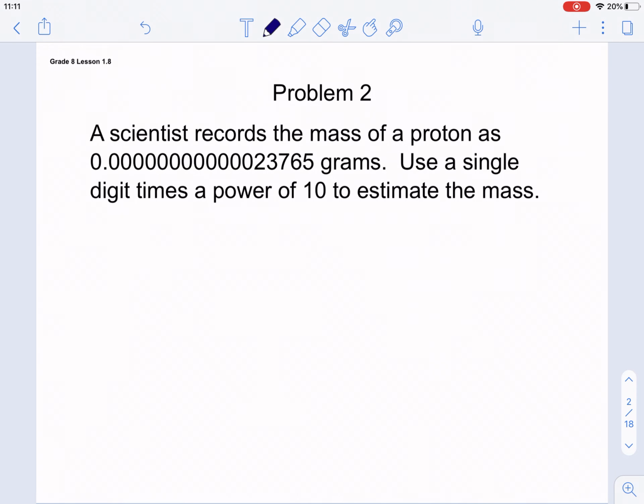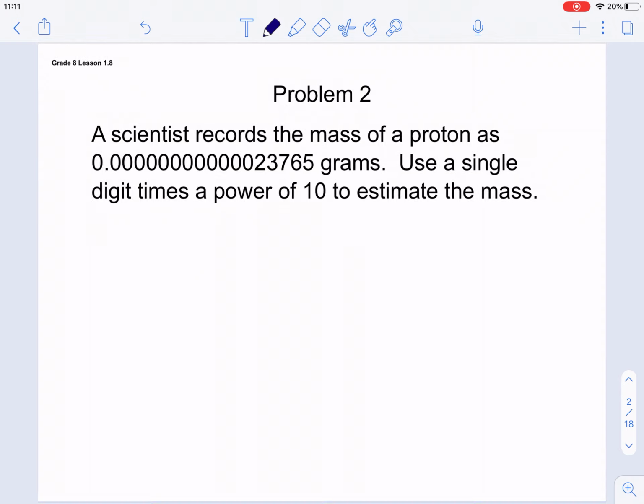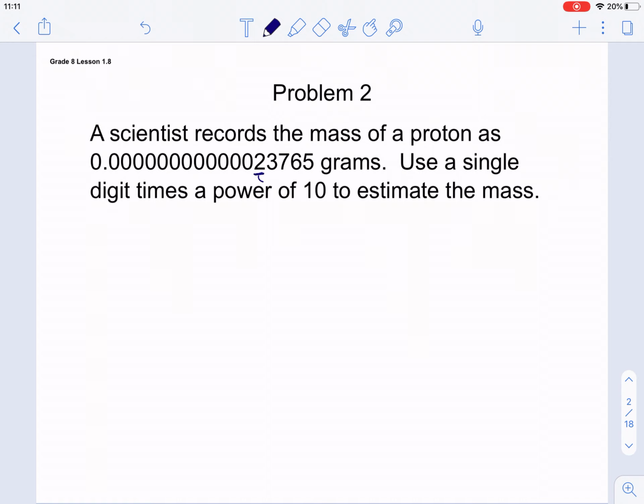Problem 2. A scientist records the mass of a protein as the number of grams. Use a single digit times a power of 10 to estimate the mass. Take a second to copy down the question. Now the first thing that I'm going to do is round this number based off of my first non-zero number, which is this 2.